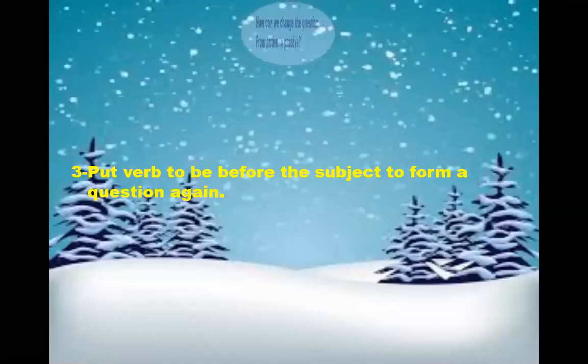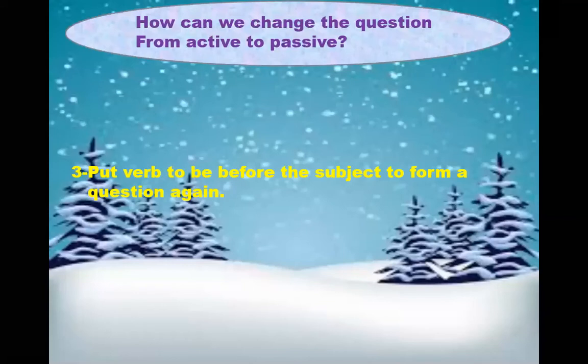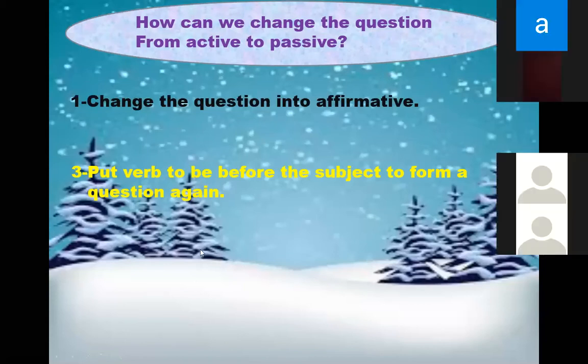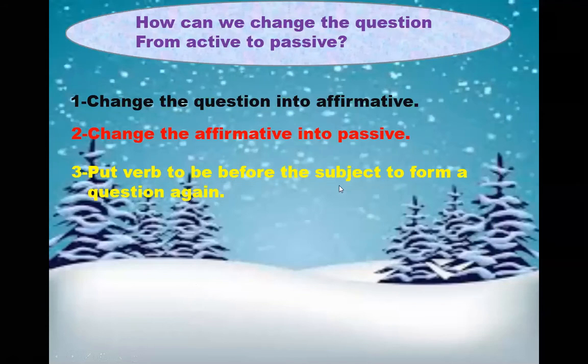How can we change the question in passive? We get verb to be like that. Change the question into affirmative, or make the question to be a sentence. Change the affirmative into passive. Put the verb to be before subject, verb to be plus the past participle of the verb. They are the main two arms of the passive. Each sentence must have verb to be plus past participle.